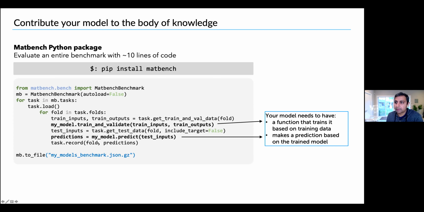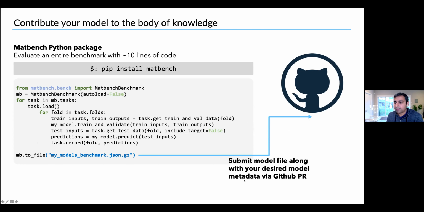So once you've recorded the results of all of your predictions, you can just export that to a file. And that file is what's needed in order for us to put it into the Matbench protocol. So then you just submit that file along with your model metadata to a GitHub pull request, and then we'll review the pull request, make sure it looks all in order. And then once that's done, we can put it on the Matbench website.